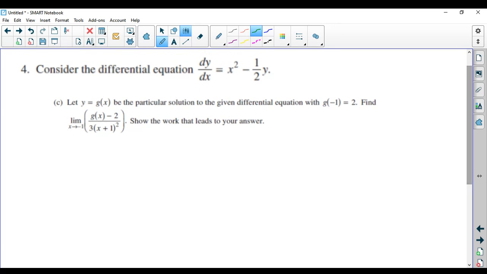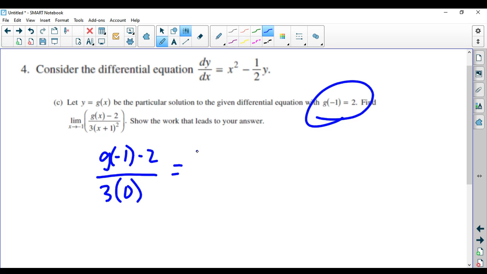So we're going to do direct substitution first, which would be g of -1 minus 2 over 3 times -1 plus 1, which is 0 squared. So that's what you get when you do direct substitution with a limit. You have 0 on the bottom, which typically means it's a vertical asymptote, except if the top is 0. So g of -1 is 2. So we have 2 minus 2 over 0, which is 0 over 0, which means L'Hopital's rule applies.